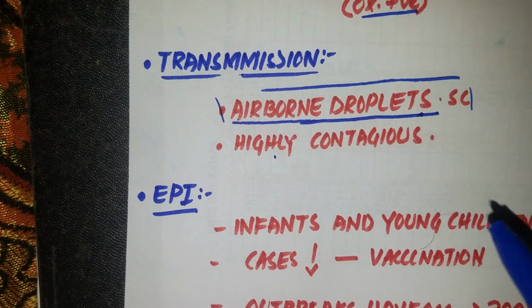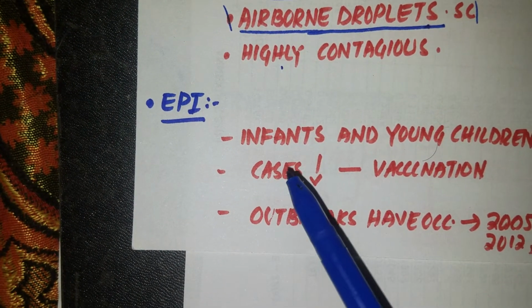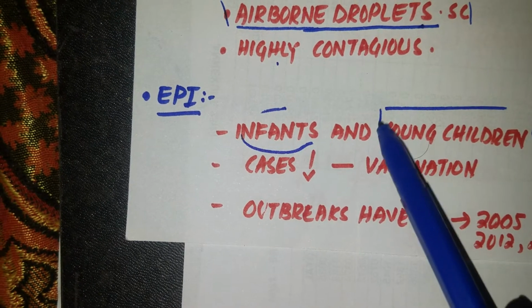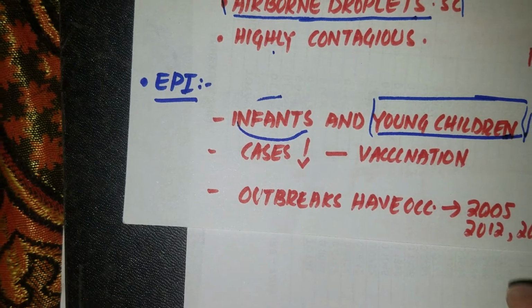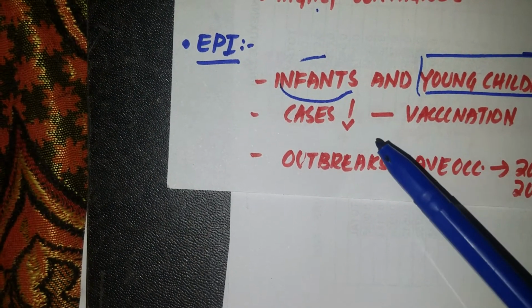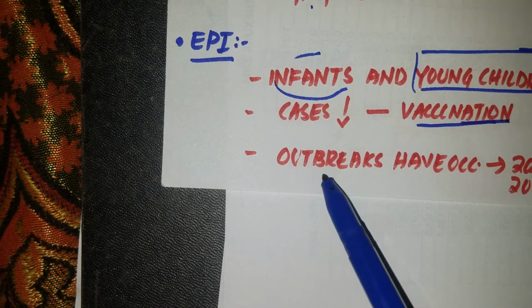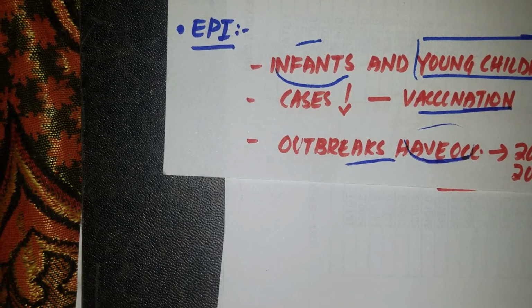Coming to the epidemiology, it mainly occurs in infants and young children. In adults, its incidence is very low. The cases have gone down due to vaccination. Outbreaks due to Bordetella pertussis occurred in 2005, 2010, and 2012.